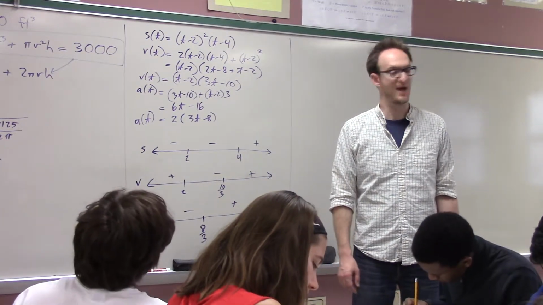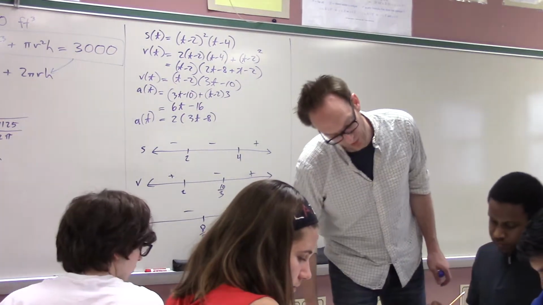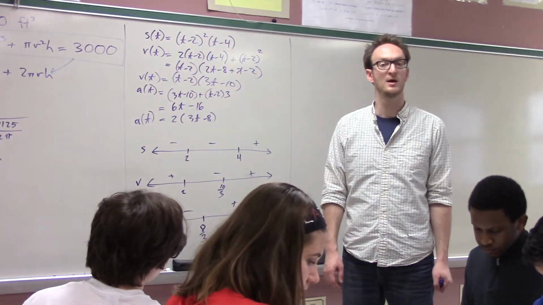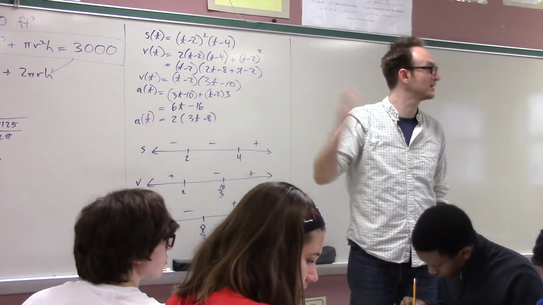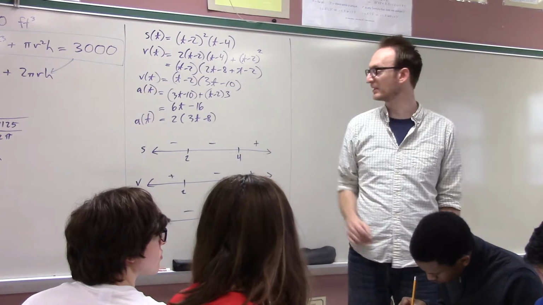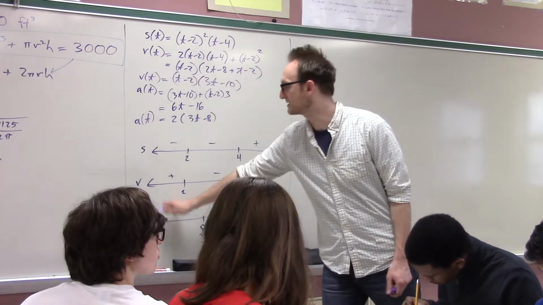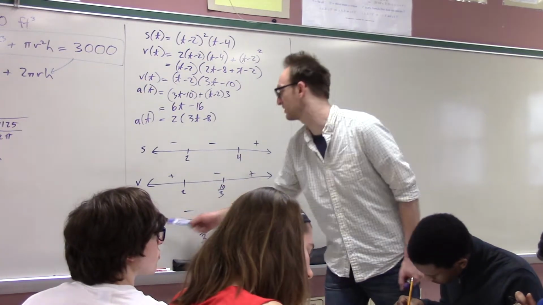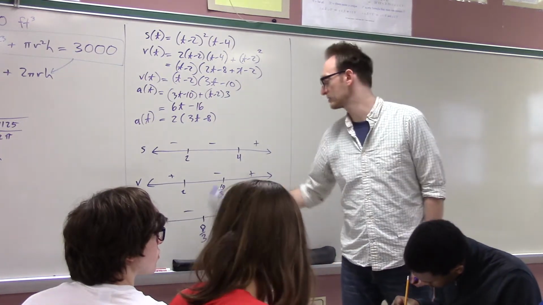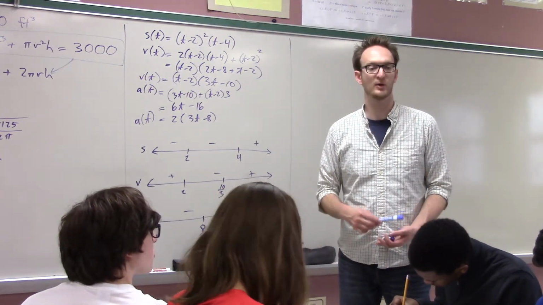Cool? And then when am I slowing down? Everything else. I'm slowing down when either my velocity is positive and decreasing, or negative and increasing, becoming less negative. So that's whenever velocity and acceleration have opposite signs. That's negative infinity to 2 and 8/3 to 10/3. Okay, are we cool?